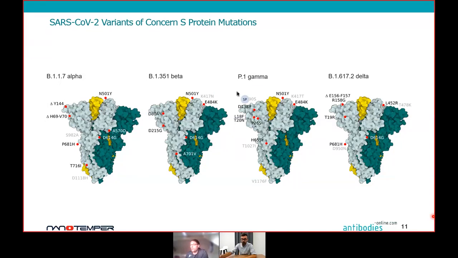These are, for example, E484K, this one here, for example, in the beta and gamma variants, or L452R and T478K in the delta variant. This is actually why the delta variant has initially been called double mutation as well, because of these two.